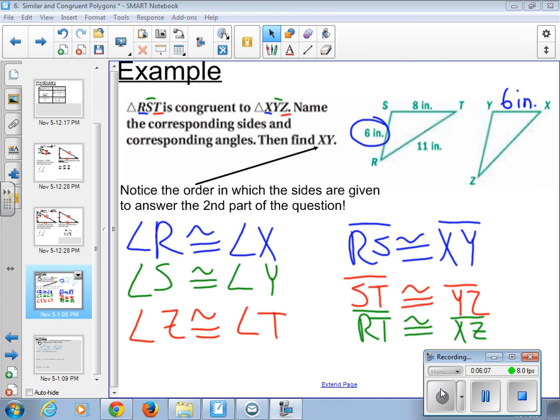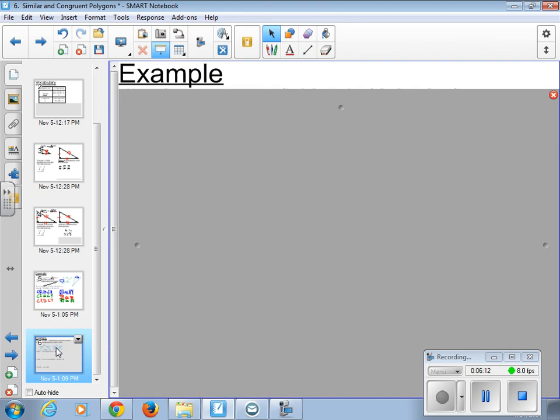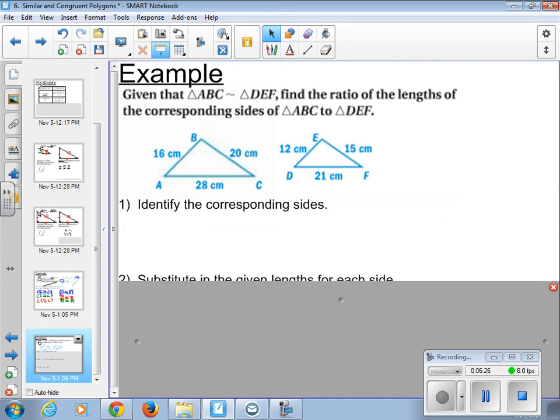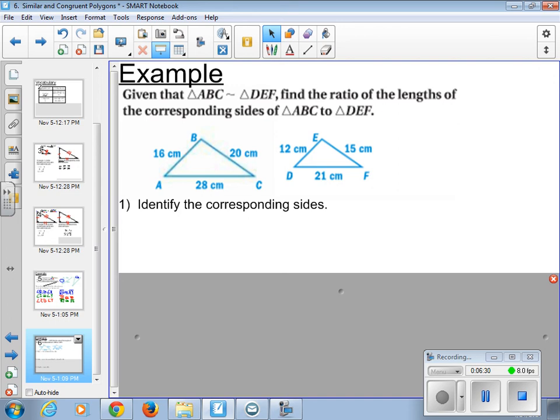So congruent shapes are pretty easy. All the sides are going to be equal. Now, when they're similar, it's a little bit trickier. We're told that triangle ABC is similar to triangle DEF. We're going to find the ratio of the lengths of the corresponding sides of triangle ABC and triangle DEF. We will start by identifying our corresponding sides.